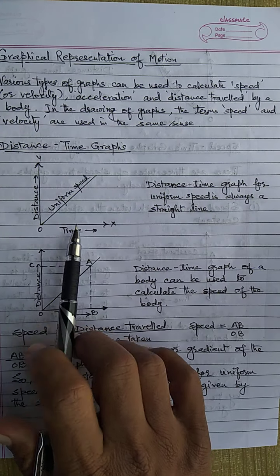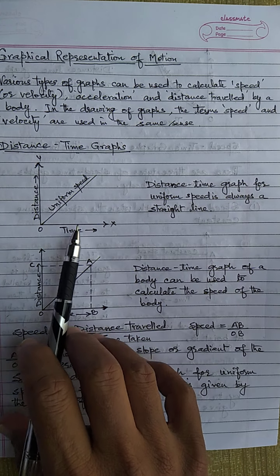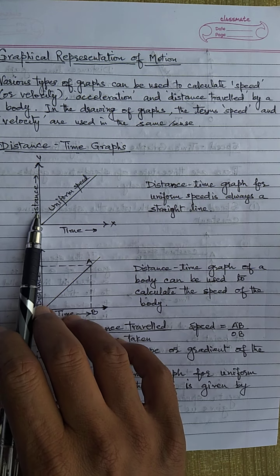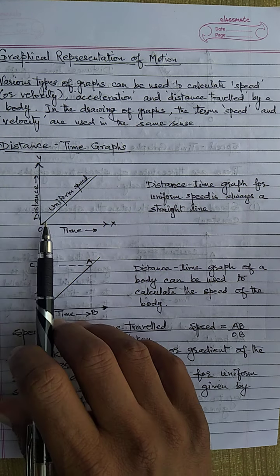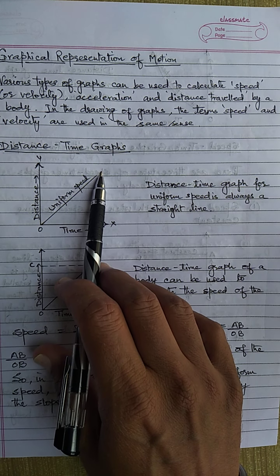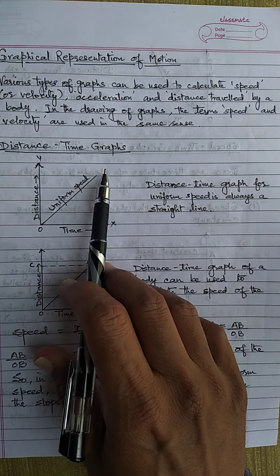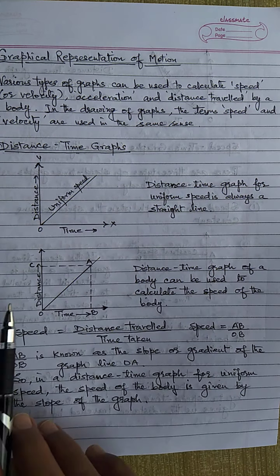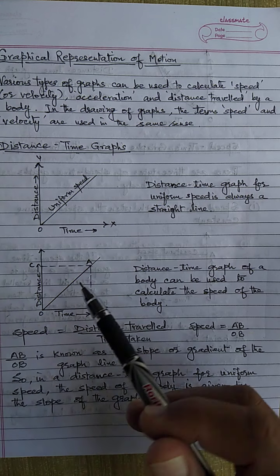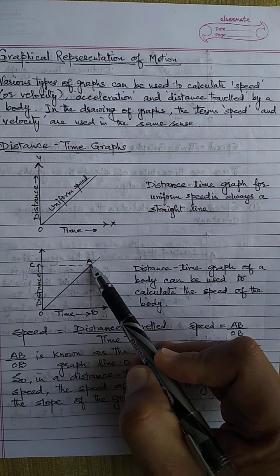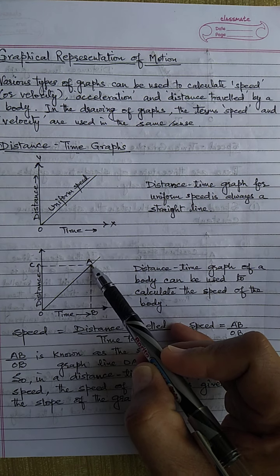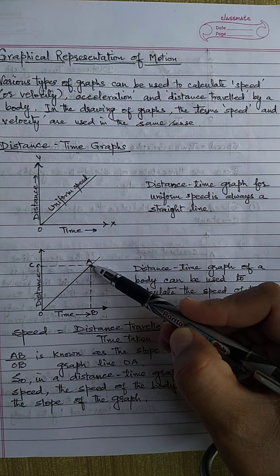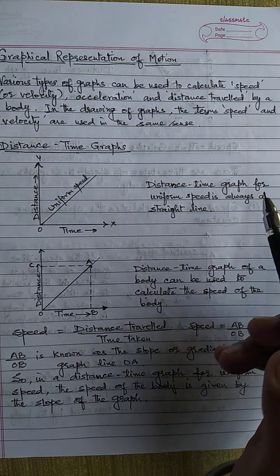Now this is distance. The abscissa or x-axis is time, and distance is the y-axis. As the time is increasing, the distance is also increasing gradually, and see, it is a straight line. So when it is a straight line, it is known as uniform speed or constant speed. Next, let's suppose there is some point A on the graph. We will draw perpendiculars upon the x-axis and y-axis. Let the perpendiculars be AB and AC.